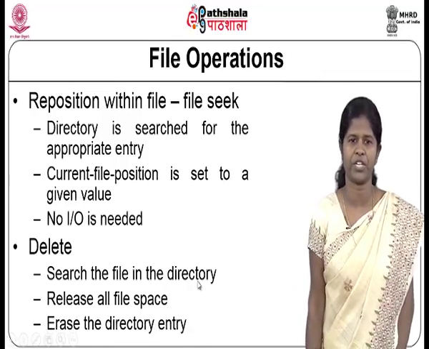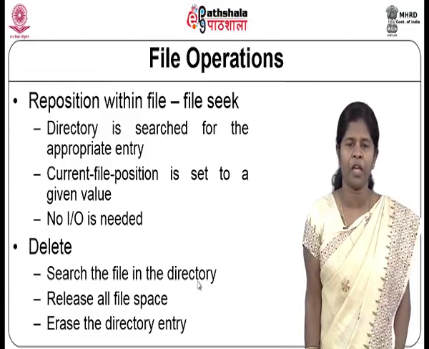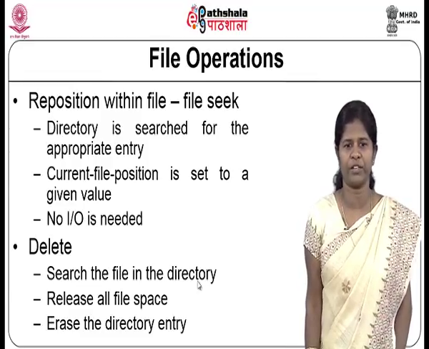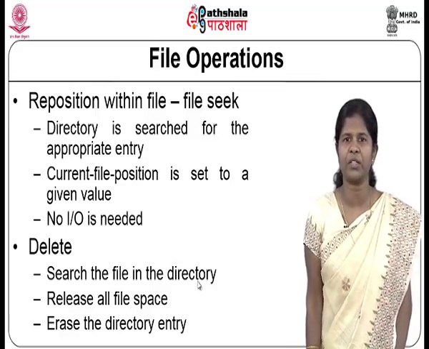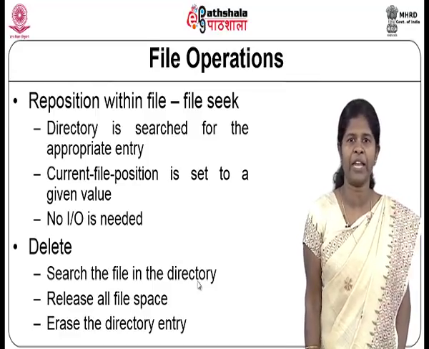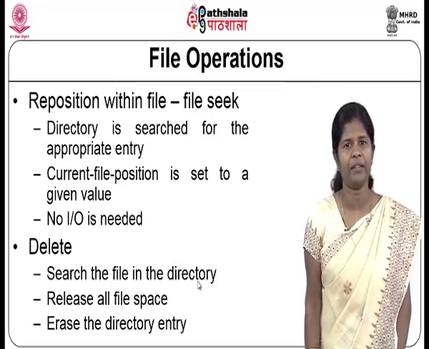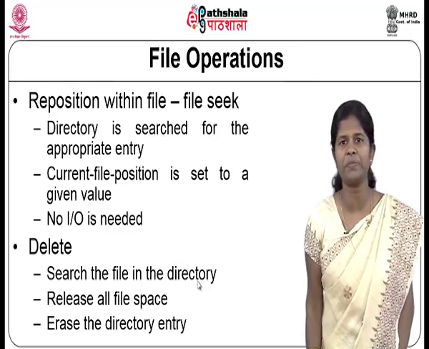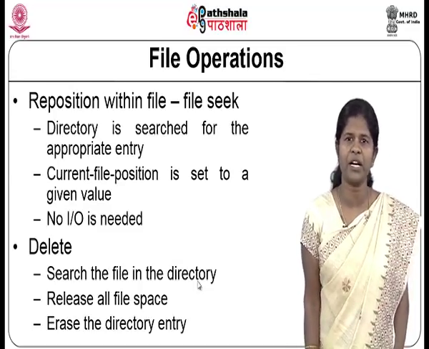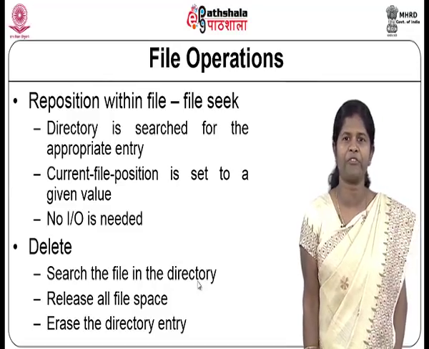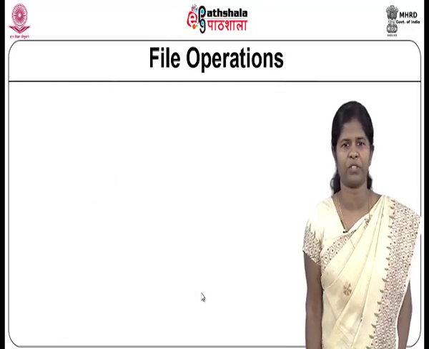Then the delete operation. For the delete operation, you will be given the name of a file, and the name of the file will be searched in the file directory, and if disk blocks are allocated to the file, all those disk blocks allocated to the file will be freed and the entry for that file in the directory will be erased. So, when the file was created, an entry was made in the directory for that particular file. When the file is deleted, that entry will be removed.